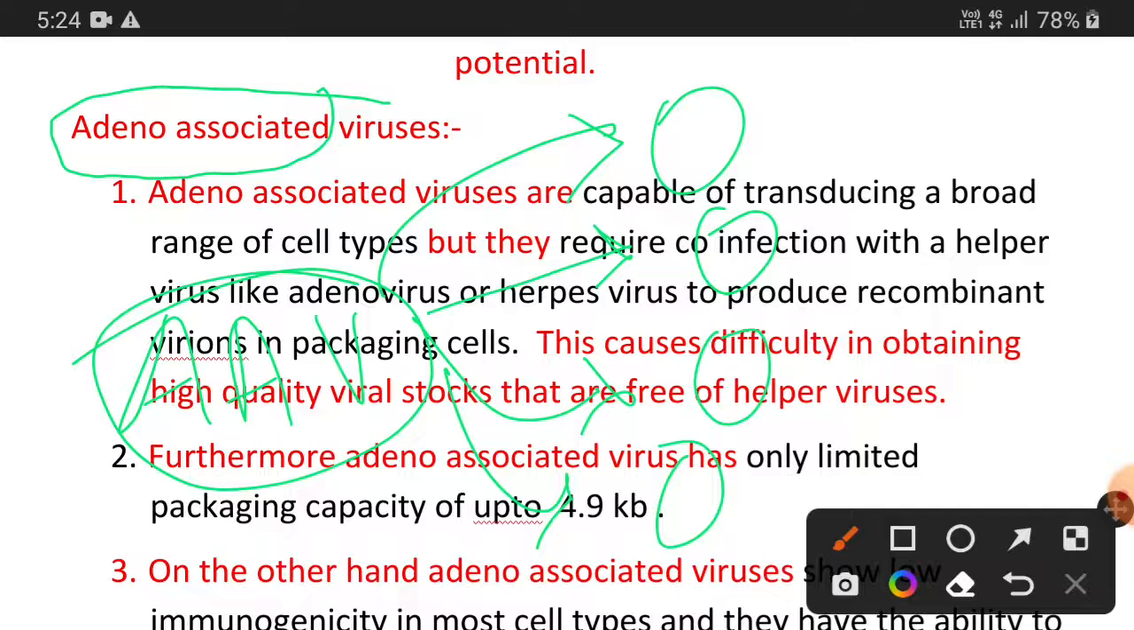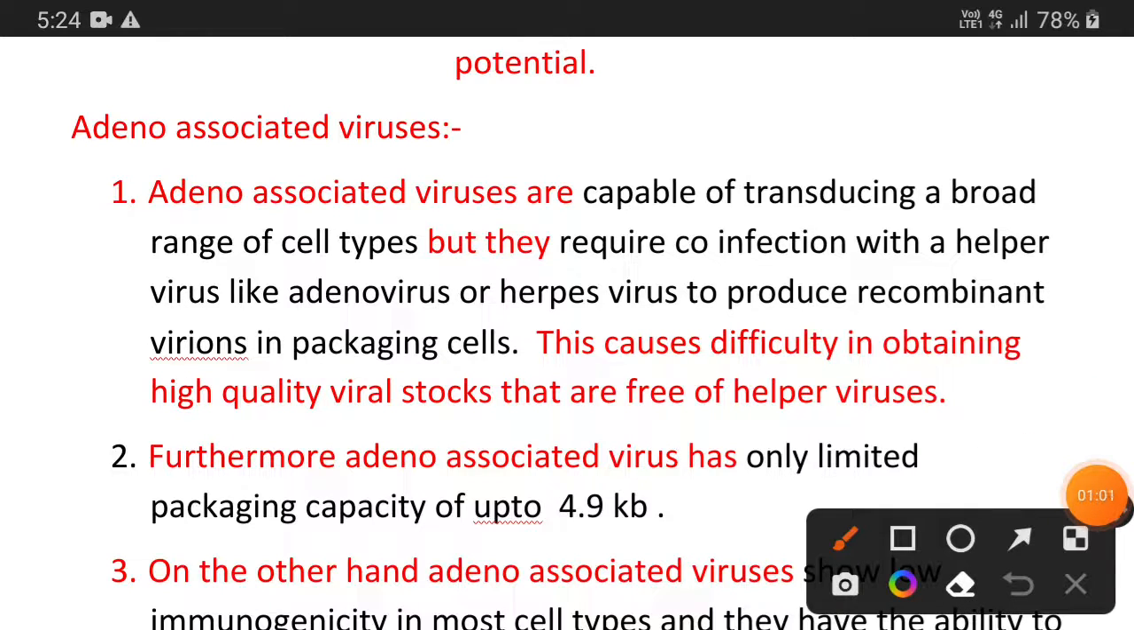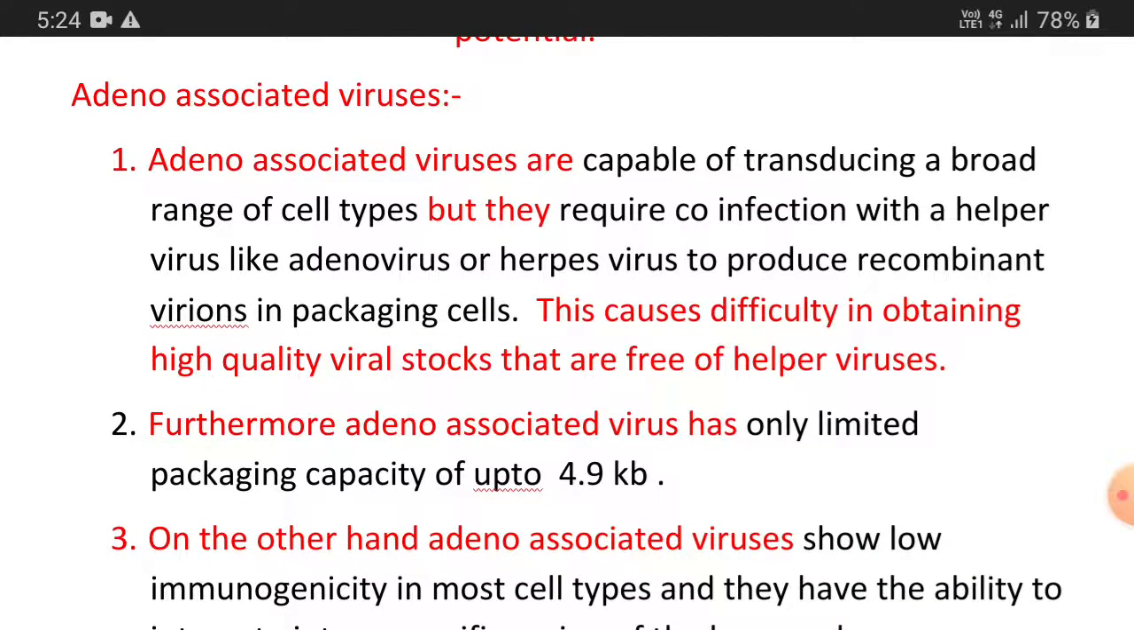But there is only one problem: it requires the association of adeno or another kind of virus, let's say herpes virus, for the production of the recombinant virion in the packaging cell line. And that is why you cannot obtain a high quality viral stock which will not contain any kind of helper virus. That means a high quality viral stock free of helper virus cannot be obtained in the case of adeno-associated virus.